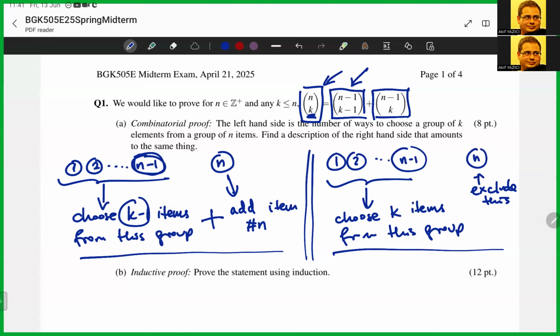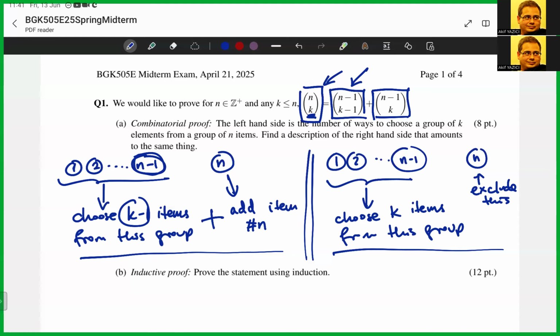So therefore, if I add these two up, I should get n choose k, because that's the total number of ways to choose a group of k out of a population of n. Therefore, this is my combinatorial proof. You see, on the left-hand side, I have n choose k, which is the number of ways to choose a group of k out of n.